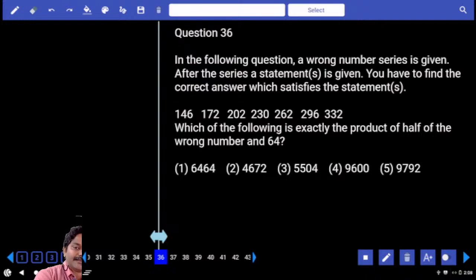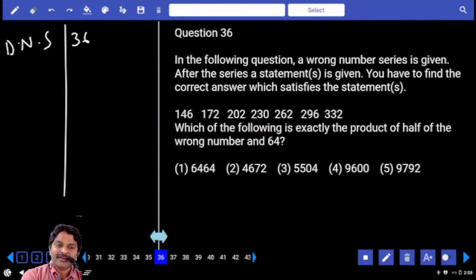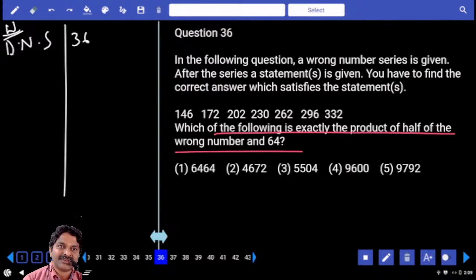36 onwards, we have number series. This is double number series only. First of all, wrong number series, and then again, you need to solve this question.